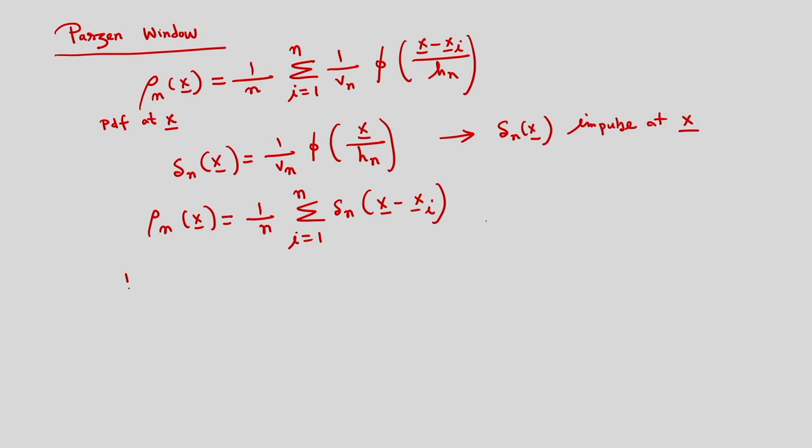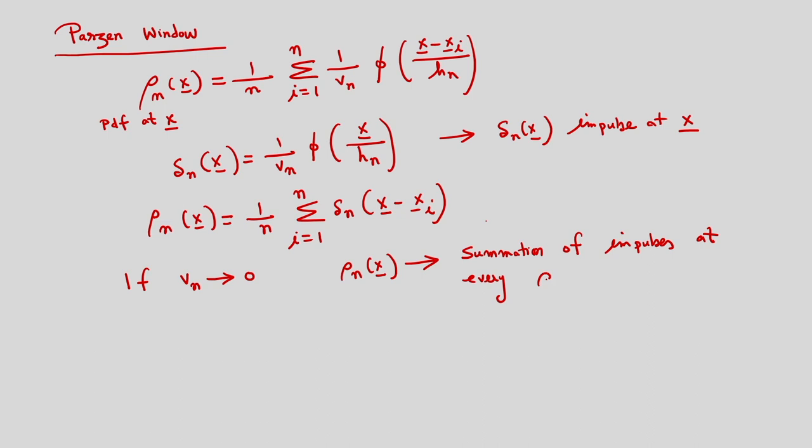Now, there are two conditions already I have explained. If the volume Vn is very small, the volume Vn tends to 0, what will happen? This estimated density, the nth density, is nothing but the summation of impulses at every sample point. So, actually that corresponds to statistical variability. So, this is the first case.